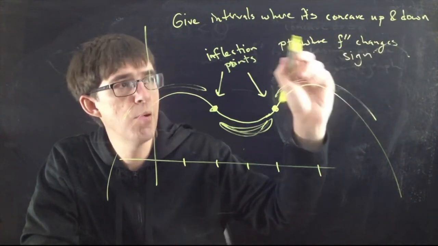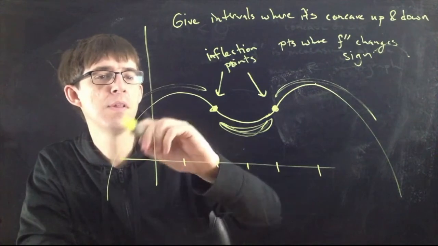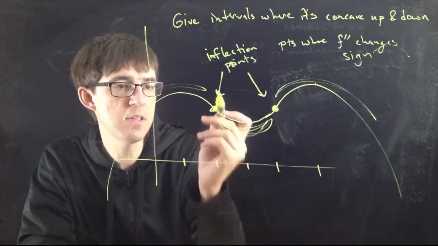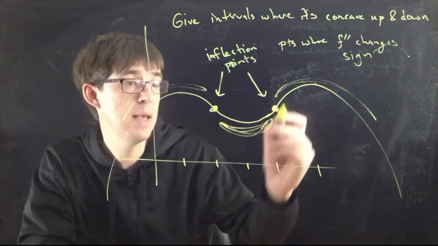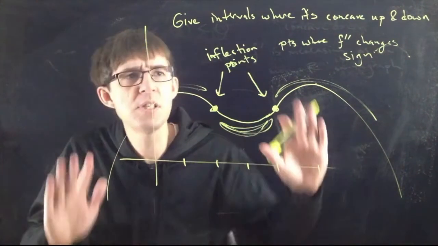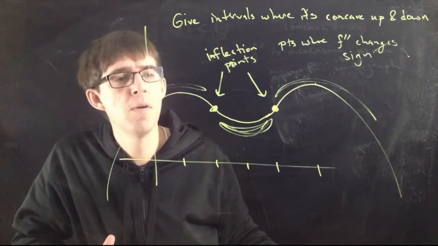Inflection points are the points where f double prime changes its sign. So here, the second derivative is negative because it's frowny. But at this point, it switches to becoming positive. And then at this point, it switches to becoming negative again. All right, can we just say the answer here? Give the intervals where the function is concave up versus down.